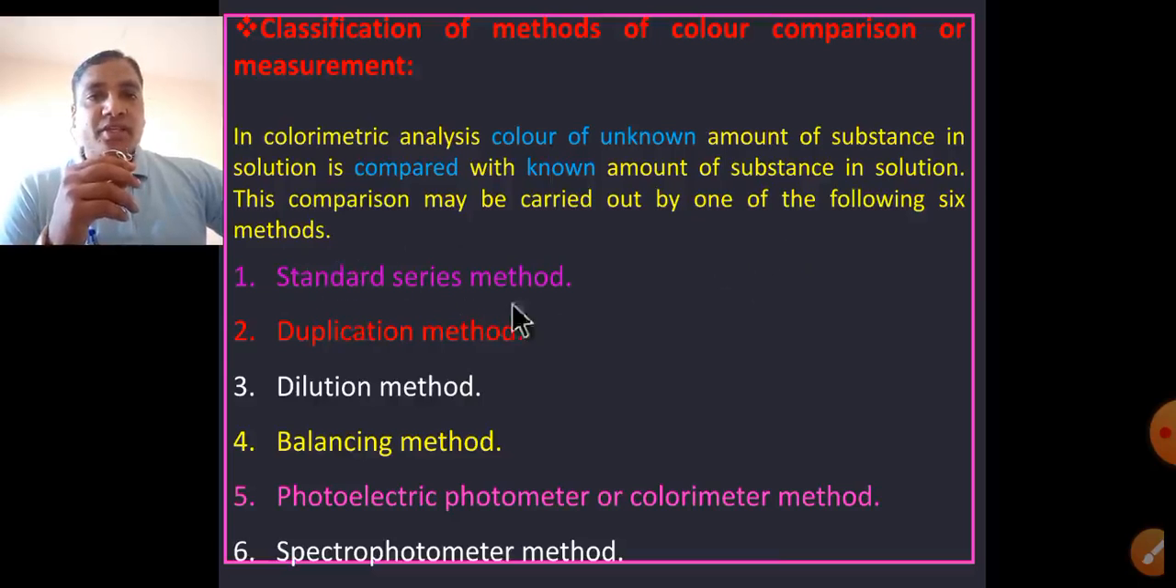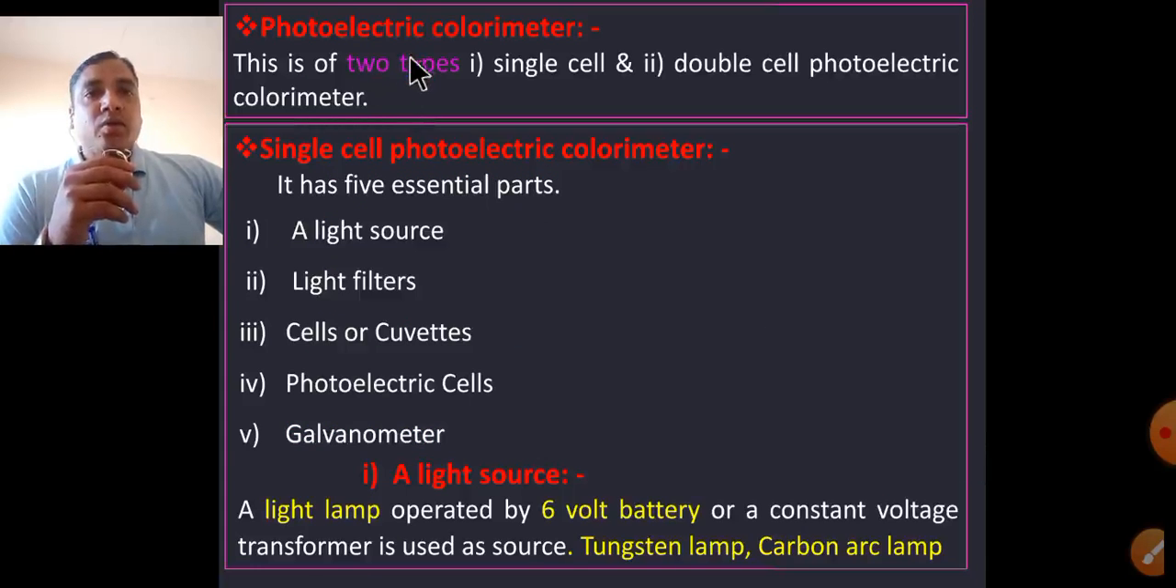First, standard series method, duplication method, dilution method, balancing method, photoelectric photometer or colorimeter method, and spectrophotometer method. In this slide show, what we learn in this topic is the photoelectric photometer or colorimeter method. Photoelectric colorimeter is of two types: single cell or double cell photoelectric colorimeter.